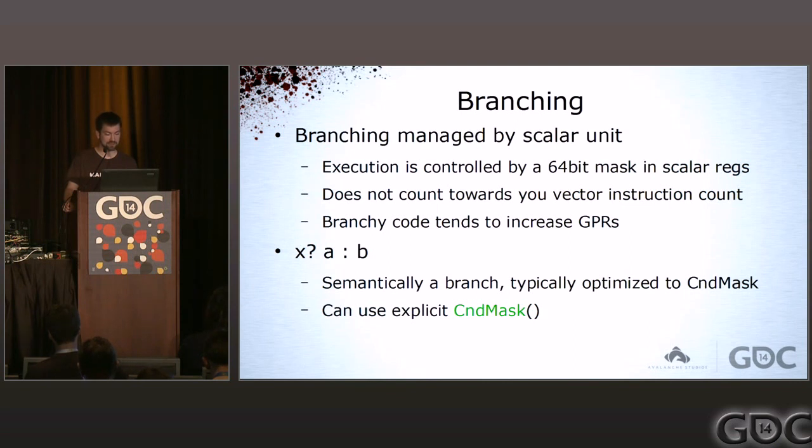In some cases where we're just picking between two different values, you can do a conditional mask. Usually the compiler does this automatically if you use the question mark operator there. Semantically, though, it's a branch to have that operator there. Usually the compiler optimizes it, but there are some compilers that don't do it all the time. So in that case, it can be good to use an explicit conditional mask for handling that.